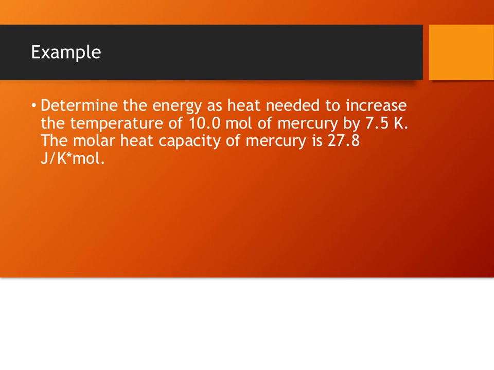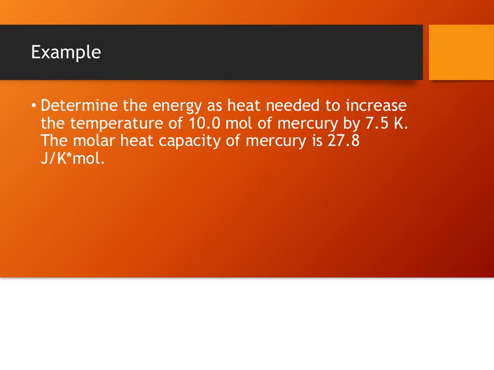All right. So I'm going to say pause the question in just a bit, though. Sorry, not yet. Let me read the question, then I'll let you work. So determine the energy as heat needed to increase the temperature of 10 moles of mercury by 7.5 Kelvin. The molar heat capacity of mercury is 27.8 joules per Kelvin mole. Now go ahead, pause the video. Good luck. Come back in a bit after you've tried.